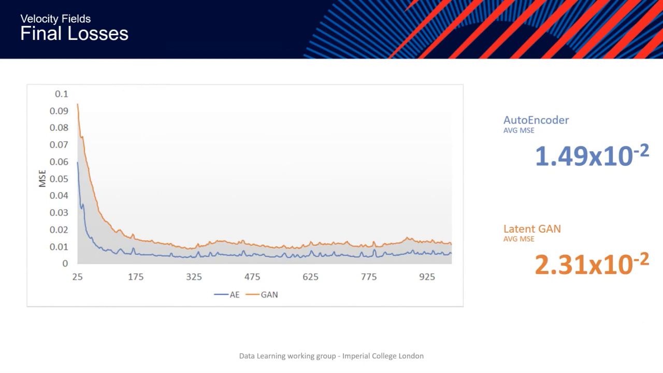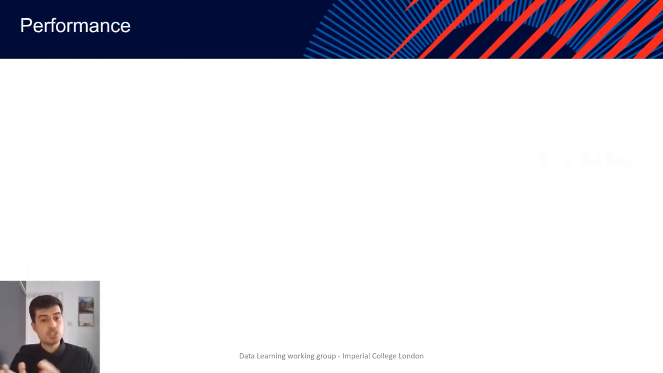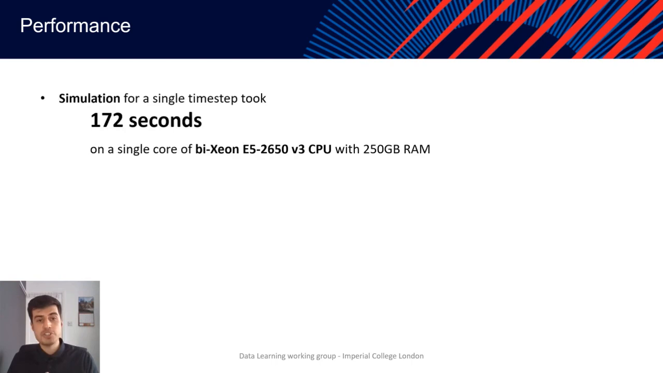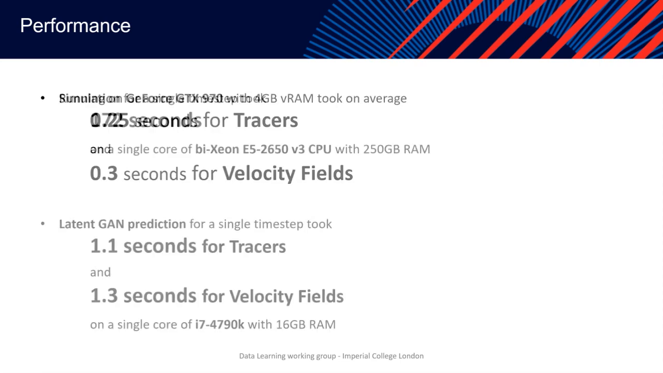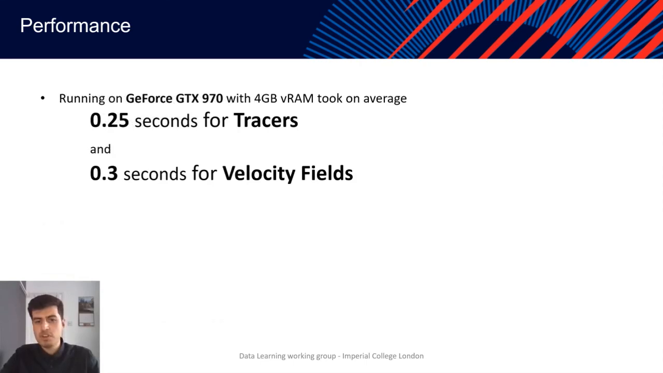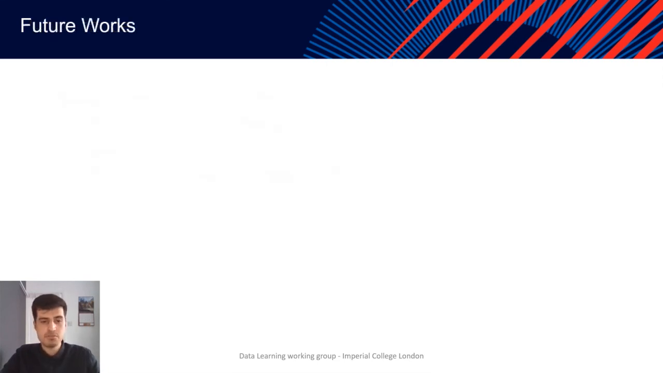So in terms of performance, the time taken to generate an actual timestep where we solve the real physical equations took around 172 seconds. Comparing this with the time taken to generate a prediction, it took only 1.1 and 1.3 seconds for the tracers and velocity fields respectively. Unfortunately, we weren't able to reproduce on the exact same hardware, but I think the i7 has around 15% better single core performance. But still, we see the results displayed are vastly different. And then running on a GPU, we got 0.25 and 0.3 seconds for tracers and velocity fields respectively.